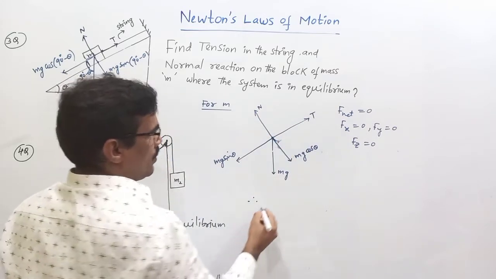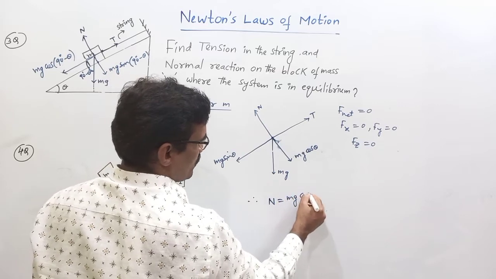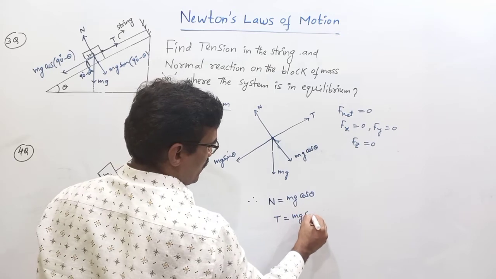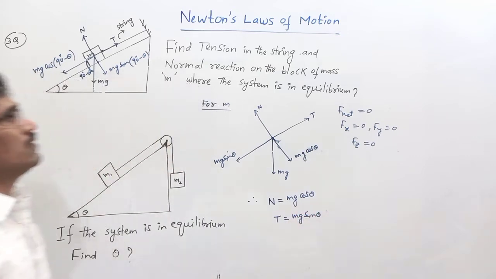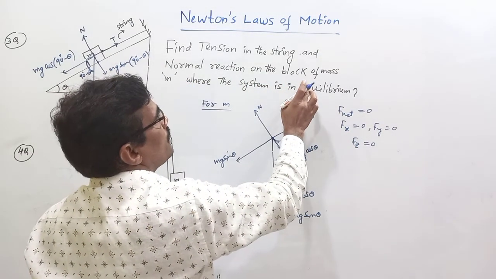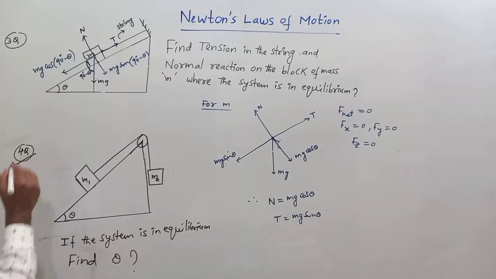Therefore, N is equal to mg cos theta. T is equal to mg sin theta. So here is the tension in the string and the normal reaction on the block of mass m. That is the third one, which is over.